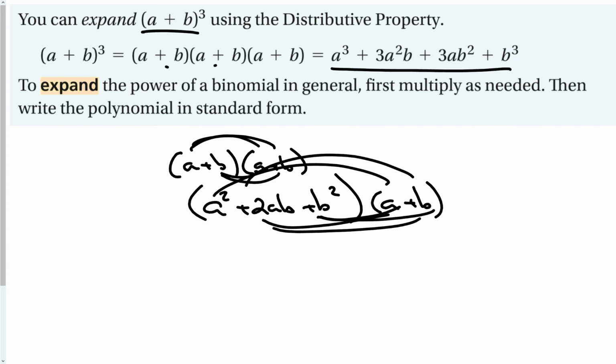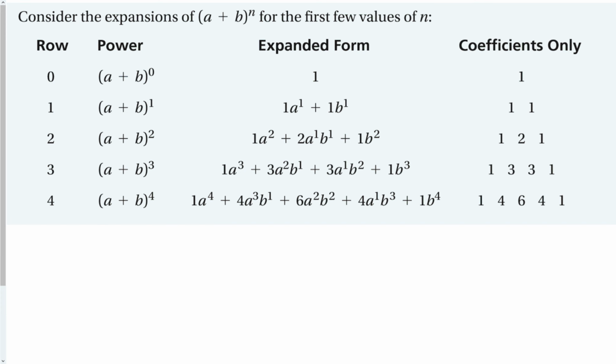That is great. That will always work, but could take a while. Third power is not so bad, but what if we wanted to do something like that to the 7th power? I don't really want to multiply a plus b 7 times. That would take a long time. So I'd rather have some sort of shortcut that could help me.